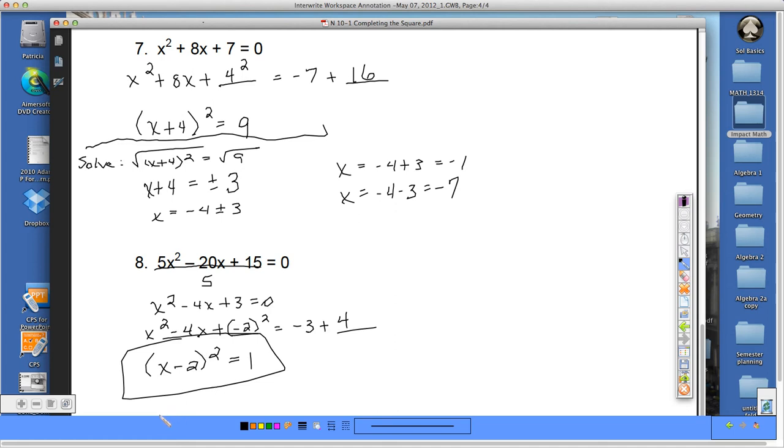So that's what you're going to do in 10.1. You need to work the rest of the section, the rest of the class, on completing the 2 homework assignments you've been given.